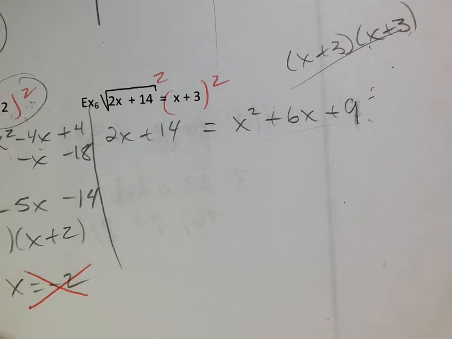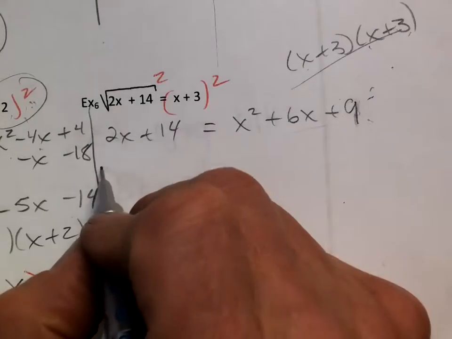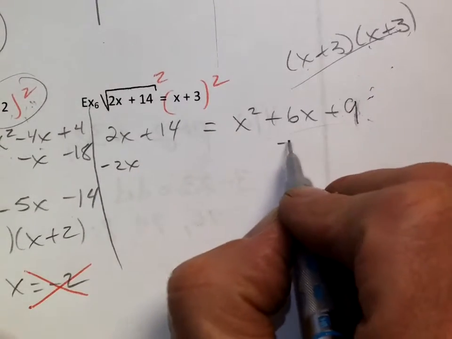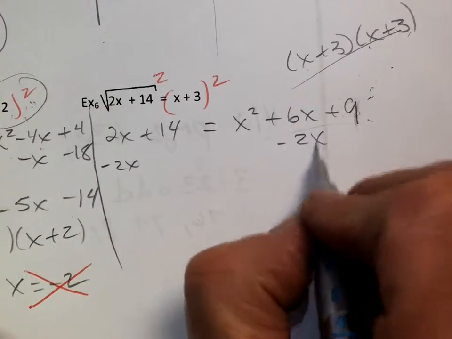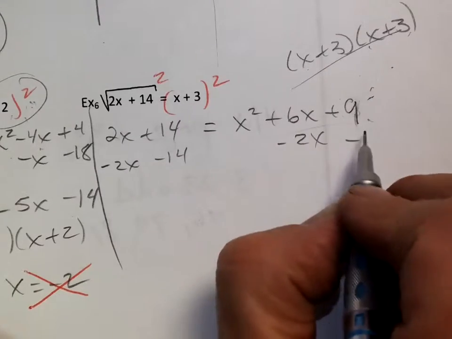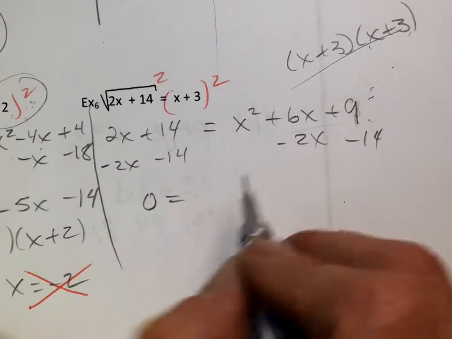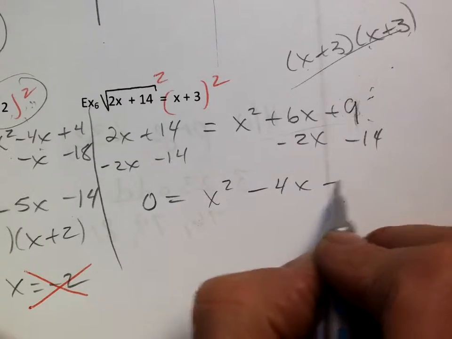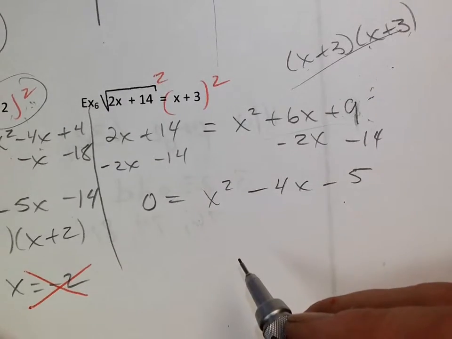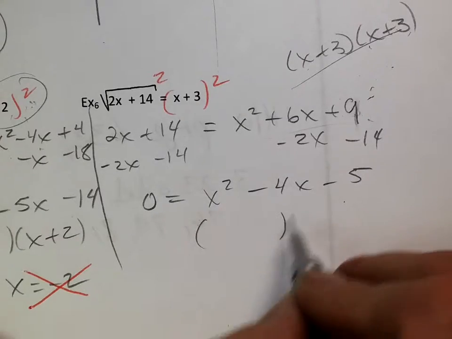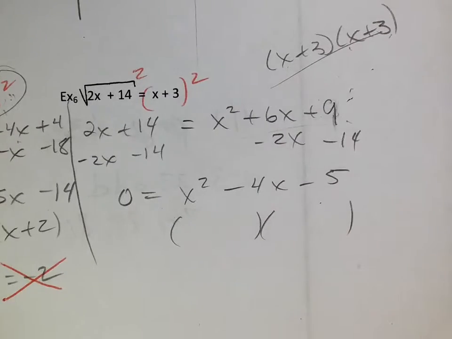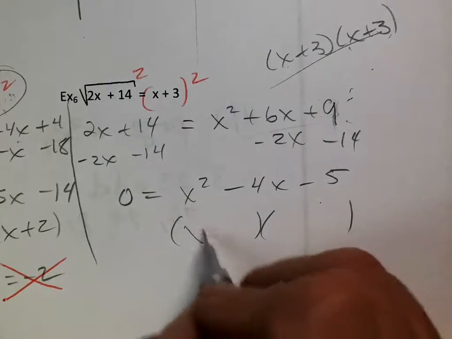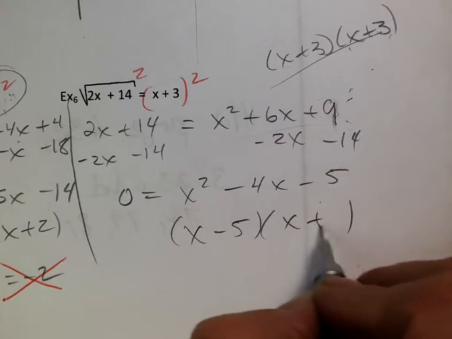Looks like the F word again. Oh no, looks like we're going to have to factor, okay? So minus 2x, minus 14. I get 0 equals x squared minus 4x minus 5. I can factor that. What do you guys think? Minus 5, positive 1, you agree with that?